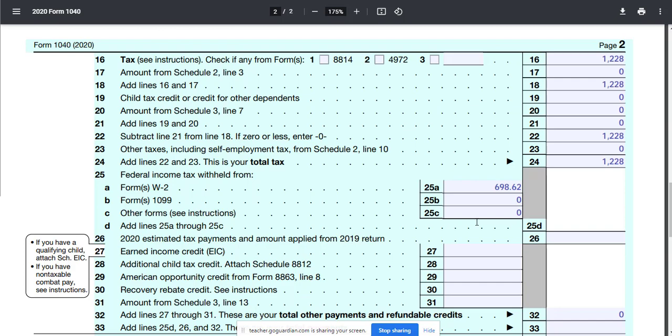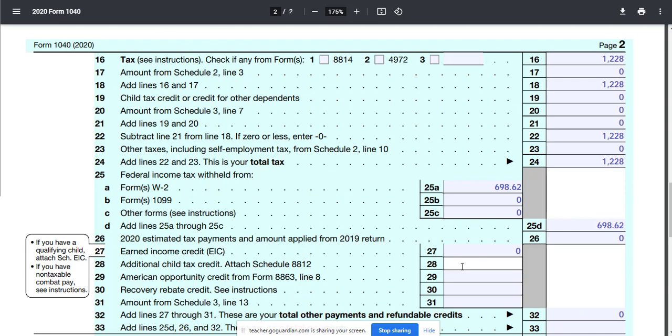Add lines 25A through C. So this is how much you've sent the government. At 2020 estimated tax payments and amount applied from the 2019 return. Excuse me, this is where your money that you've sent the government throughout the year, that if you haven't done it through your employer, let's say you're self-employed, this is where it was recorded. And we did not do that. For the purposes of this course, I am not going to go into earned income credits. This is something that as you have kids and you have lower income comes into play. We're not going to worry about that this year.